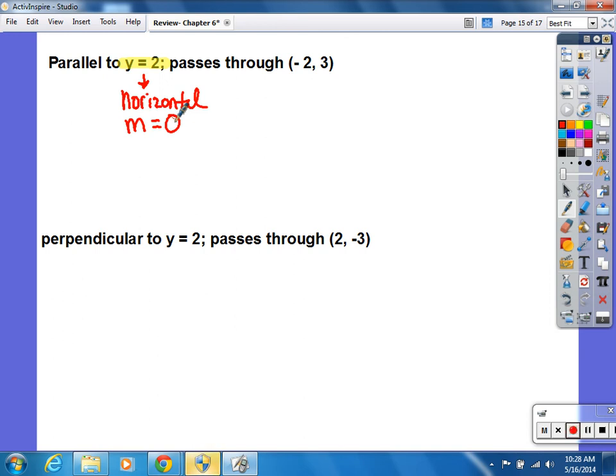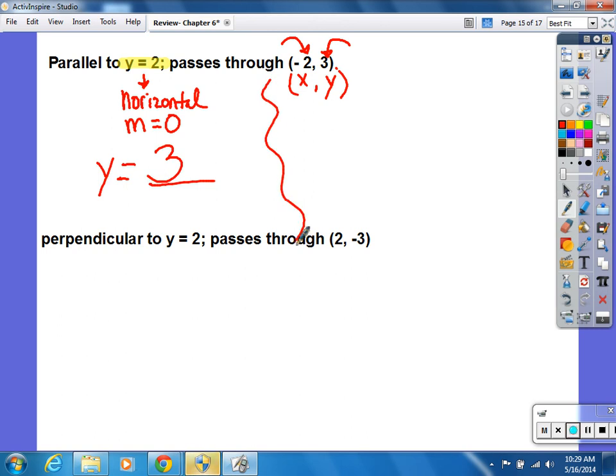I'll give you the easy way first. If we know, for example, that we're looking at a line that's horizontal because it's parallel to a horizontal line, and it passes through an x of negative 2 and a y of 3, I know that my equation is going to look like this. Y equals a number. All I have to do is think to myself, well, I know that x is -2 and y is 3. So what does y equal? Y equals 3.